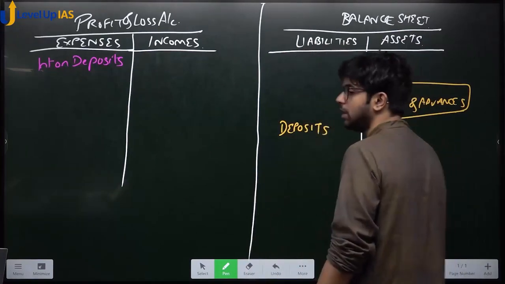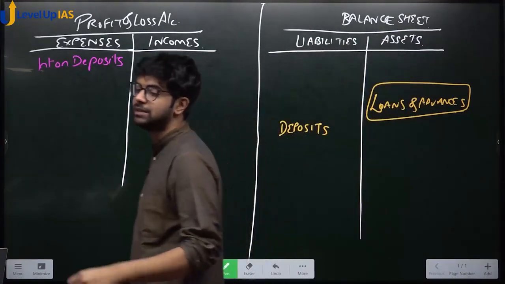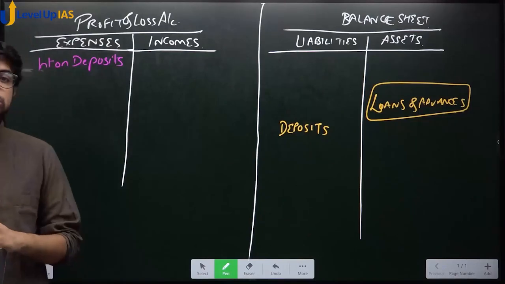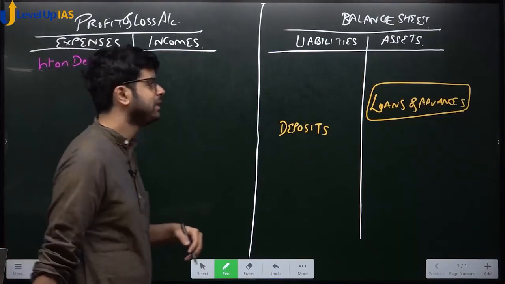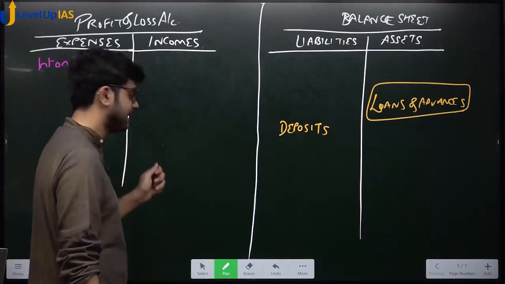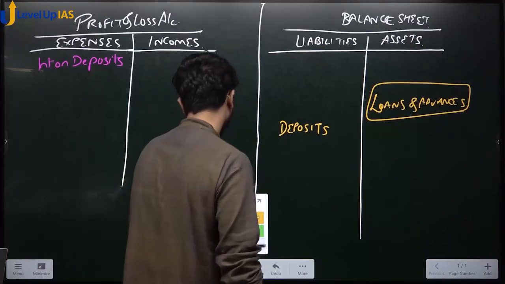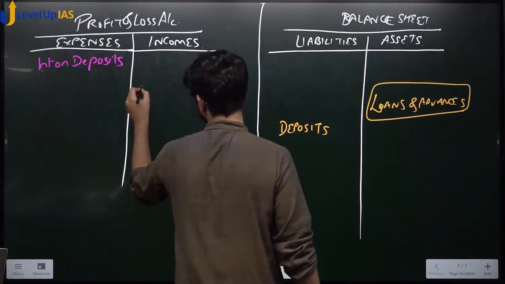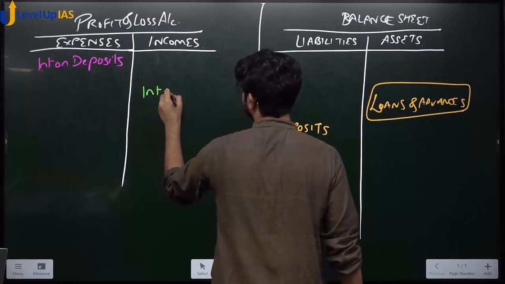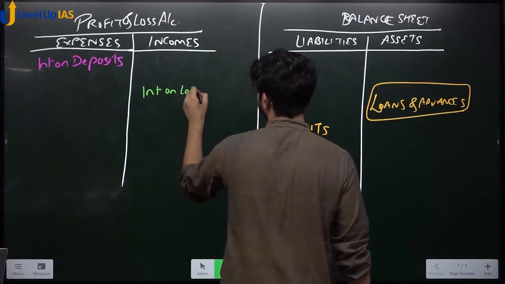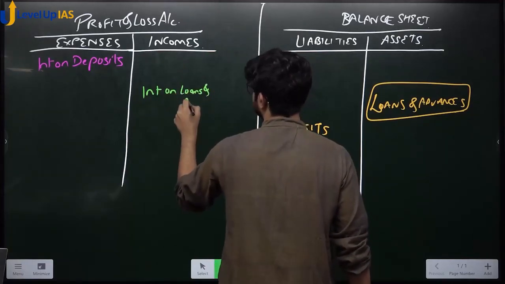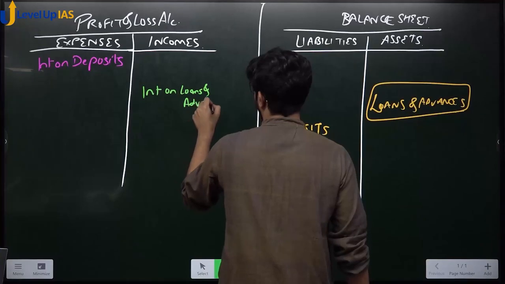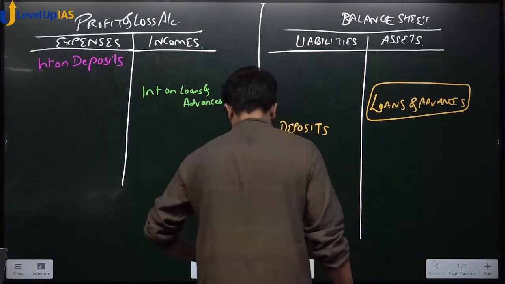And then, what do you think? Banks earn interest on loans or banks give interest on loans? Banks earn interest on loans, right? Banks earn interest. So, is it their income or is it their expense? It is their income. So, I would write it here. Interest on loans and advances. Theek hai, chalo, very good.